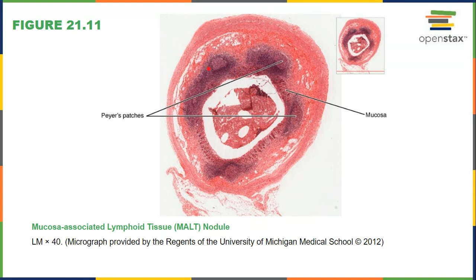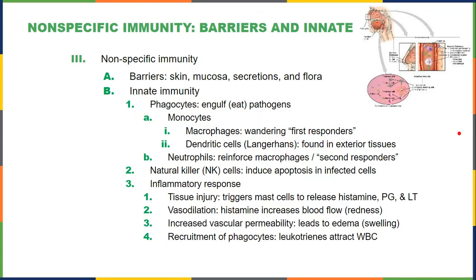And these Peyer's patches do the same thing. As food is going through the lumen, or the hollow part of the intestine, these guys are trying to look for any bacteria or viruses that don't belong in your intestine and start to activate your immune response.